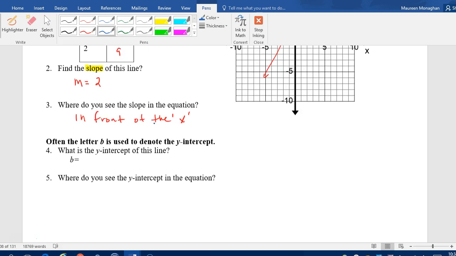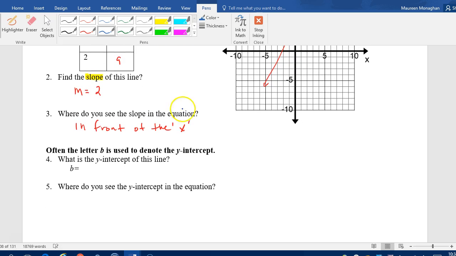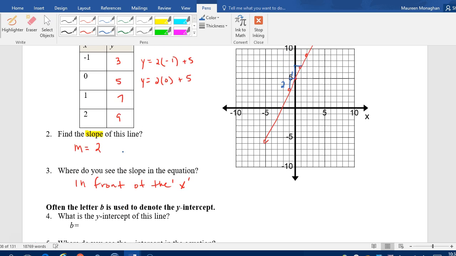Often the letter b is used to denote the y-intercept. What is the y-intercept of this line? Okay, let's take a look. Where is it located? The y-intercept is blue. It's right here. Wherever it intersects the y-axis is your y-intercept. So let me put that on there again because it wanted to go away.